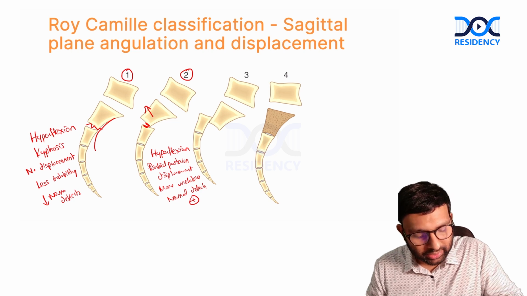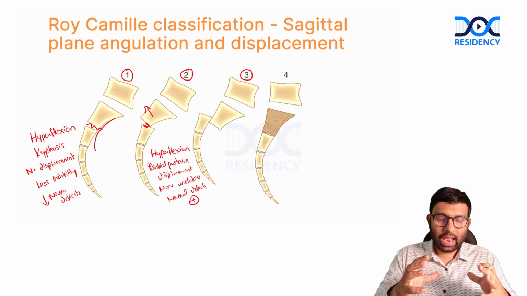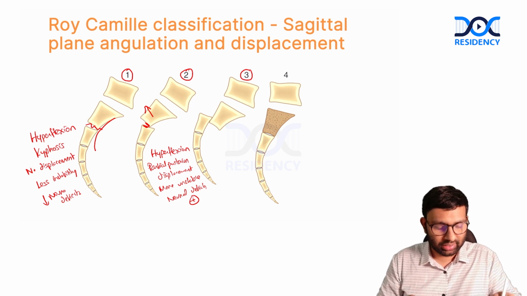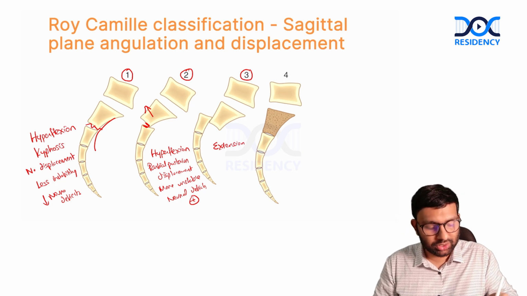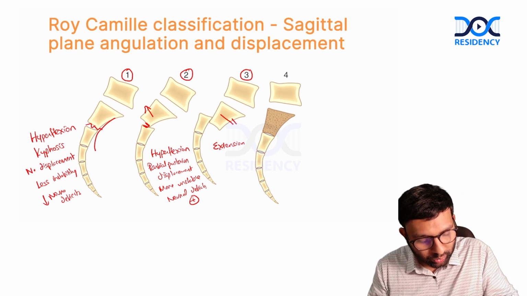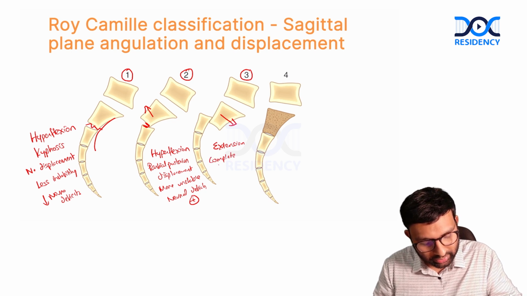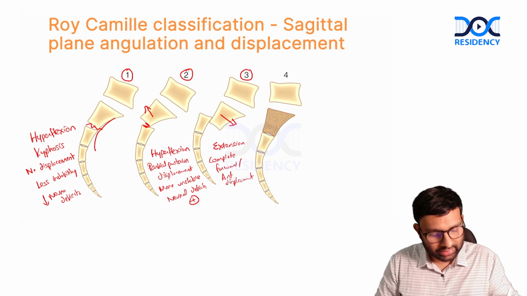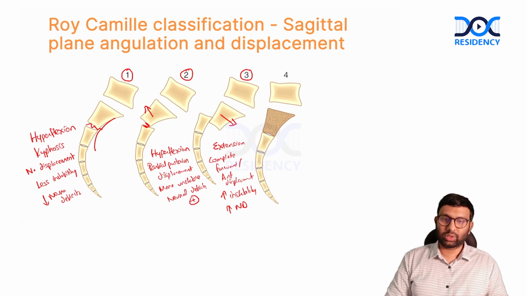Then let's look at type 3 Roy-Camille. In type 3 Roy-Camille, the mechanism is different. Here your sacrum and your pelvis are going into extension. There is an extension injury here. And because of this extension injury, there is a complete forward displacement of the sacral segment. There is complete forward or anterior displacement, and obviously this has the highest instability rates and highest chances of neurological deficits. Okay, that was type 3.